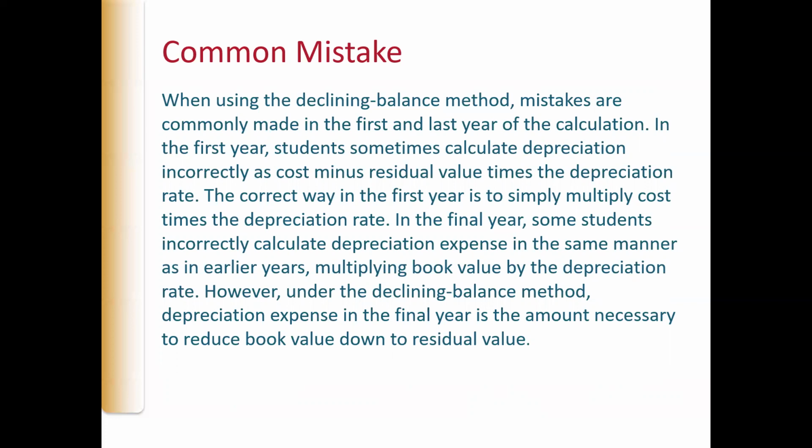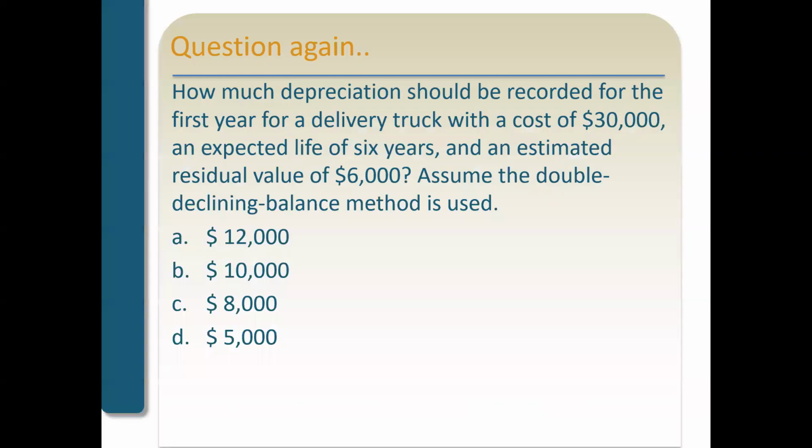Then in the final year, some students incorrectly calculate depreciation expense in the same manner as in earlier years, multiplying the book value by the depreciation rate. But remember, under the declining balance method, depreciation expense in the final year is the amount necessary to reduce the book value down to the residual value.